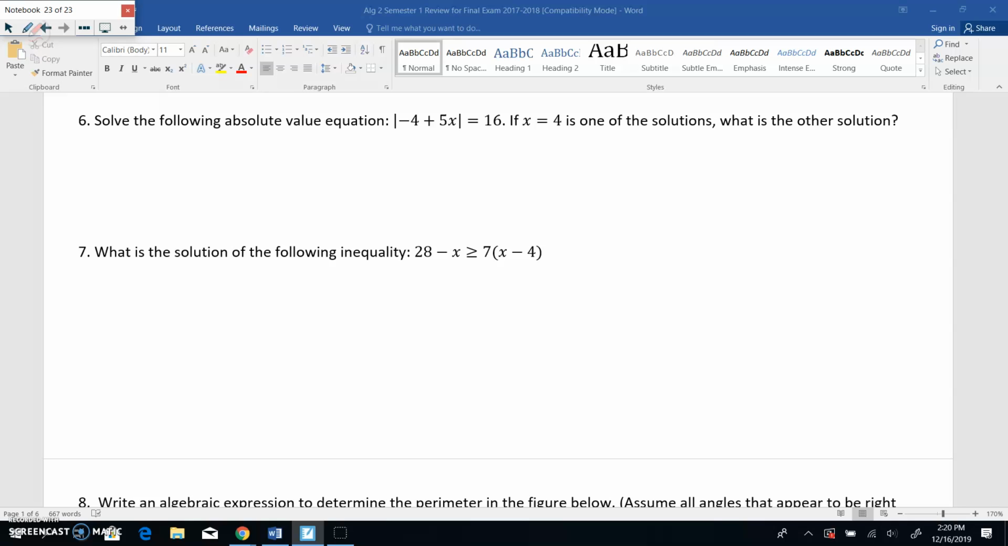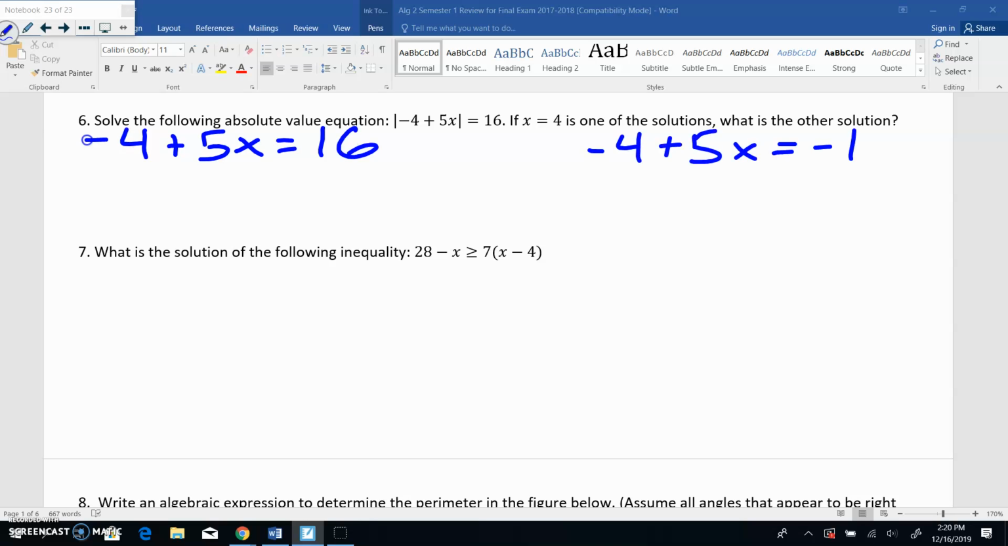All right, so the positive version, the insides do not change. Okay, it's exactly what you see. There's my positive version. All right, the negative version, again, the inside stays the same. However, the answer changes to negative. Okay, so really quickly, this process will be the same for both of these. I'm going to add 4. I'm going to start with my positive version. Add 4, so I get 5x equals 20, which gives me x is equal to 4.